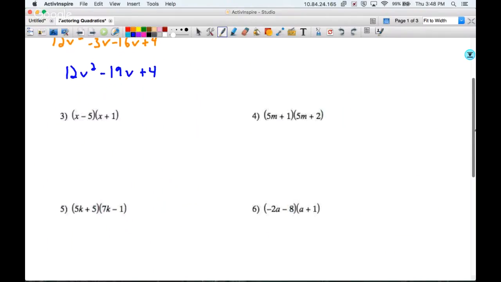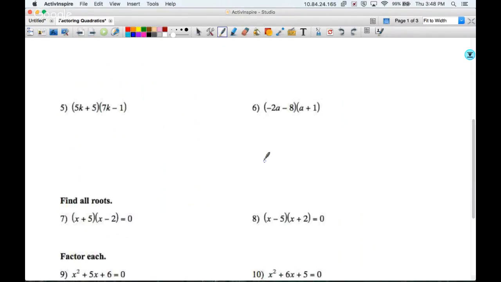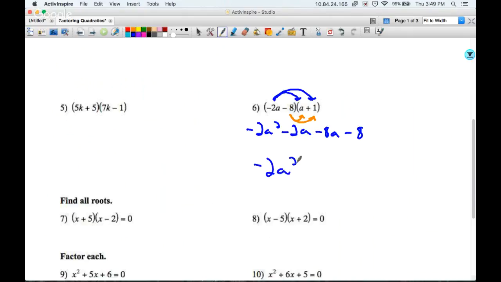Let's see, number 6 looks kind of tricky because of the negatives, so I'll do number 6 now. I'll do my first and my outside. Negative 2a times a is going to be negative 2a squared. Negative 2a times 1 is going to be minus 2a. And then I'll do my inside and my last. Negative 8 times a is negative 8a. Negative 8 times 1 is a negative 8. Combine our like terms, we get negative 2a squared minus 10a minus 8.